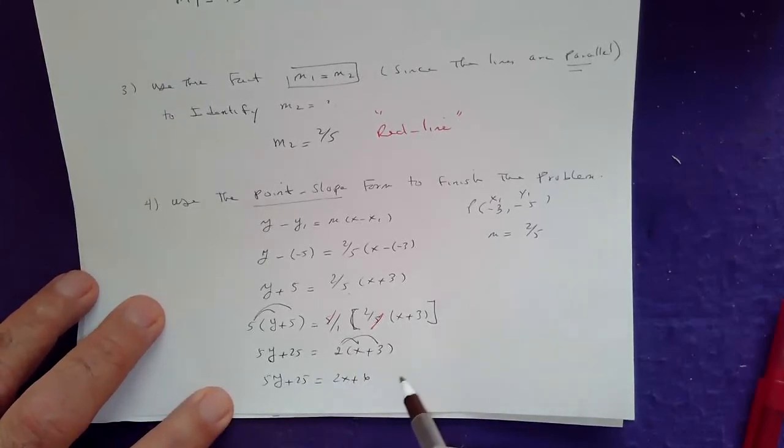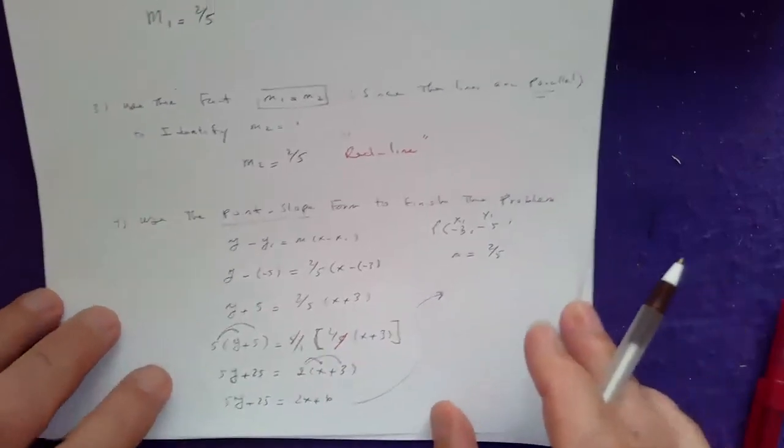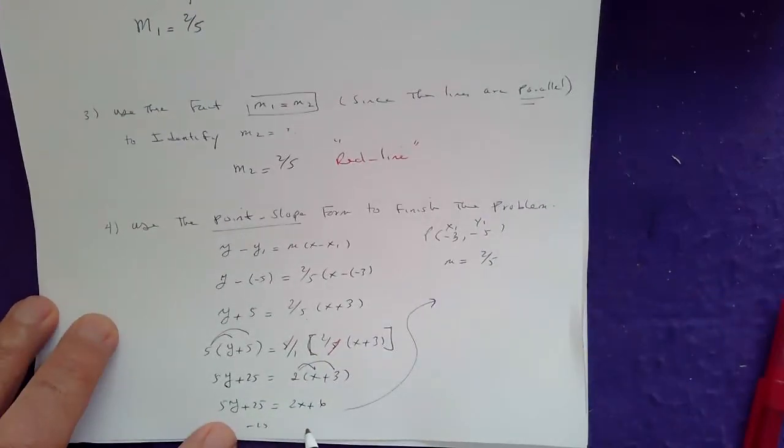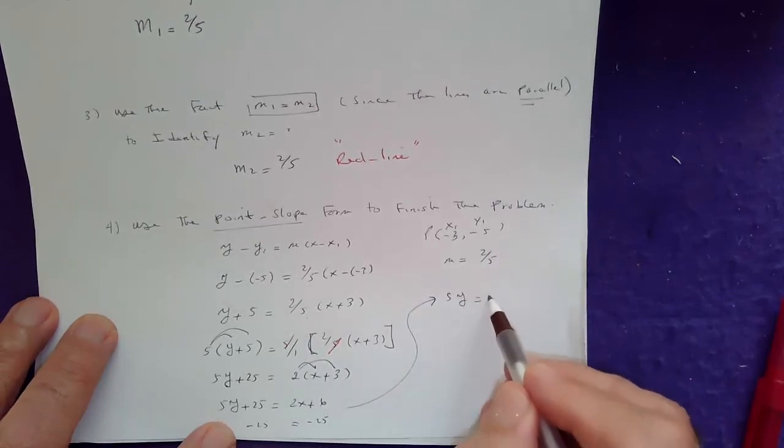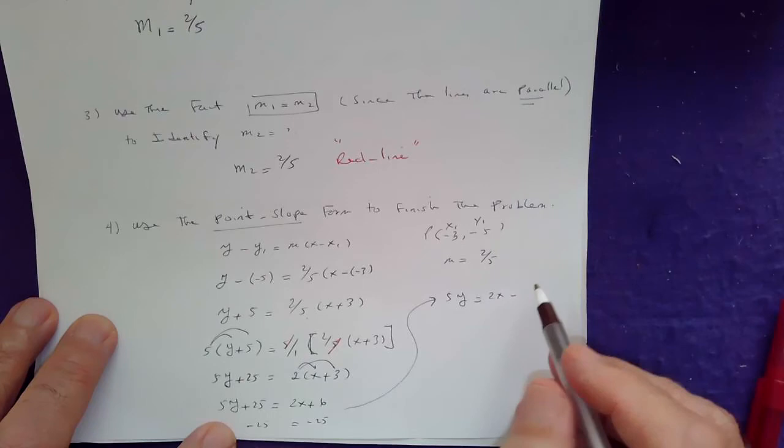Okay, let's say the question was to write the answer in slope-intercept form. So the first thing you do is what? Subtract 25. So you get 5y equals 2x minus what?